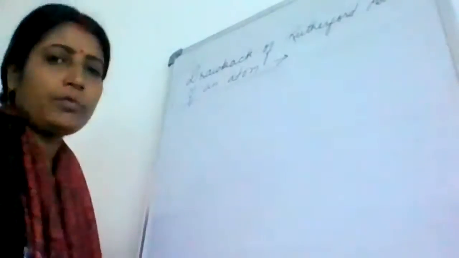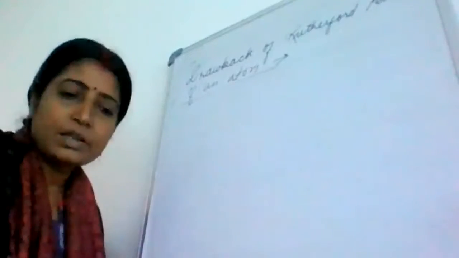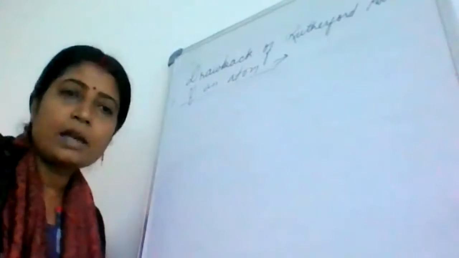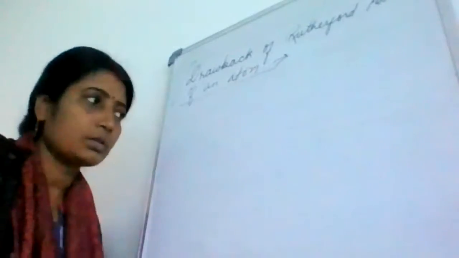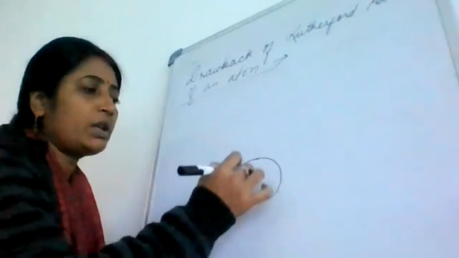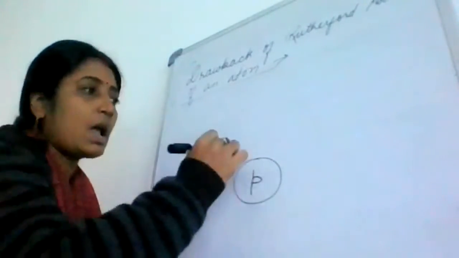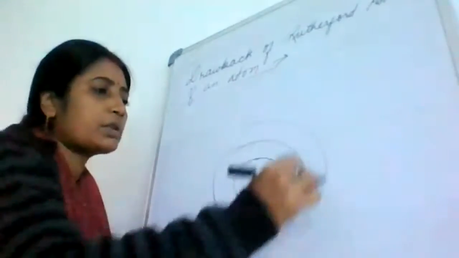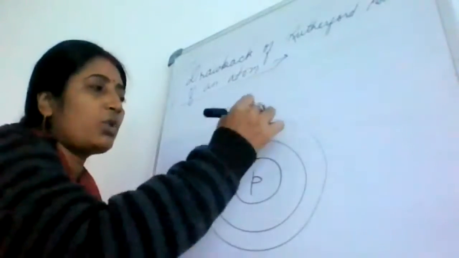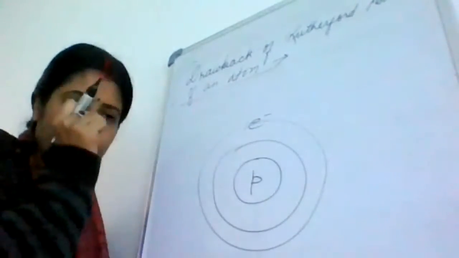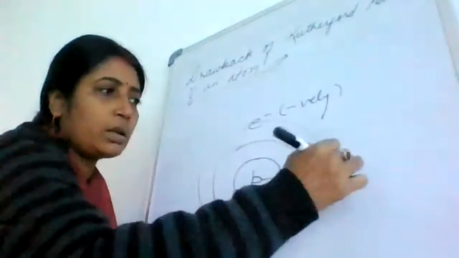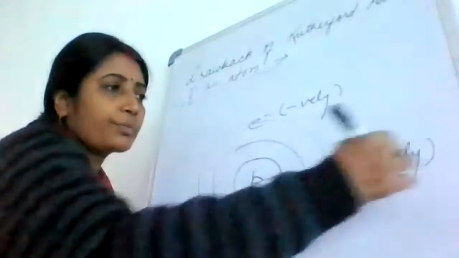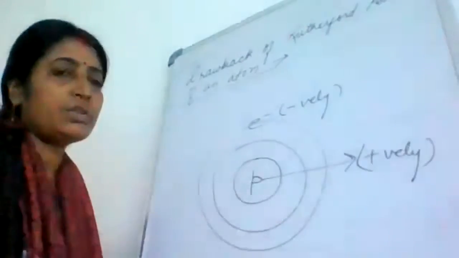So what was the drawback all about? In one of the postulates, Rutherford said that electrons are continuously moving around the nucleus in the orbit. This is the nucleus. What is present? Proton is present. And this is the orbit, and in the orbit, electrons are revolving. The electron is negatively charged, and the proton is positively charged.